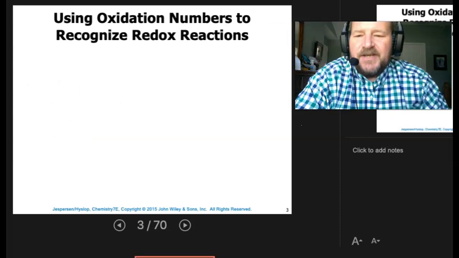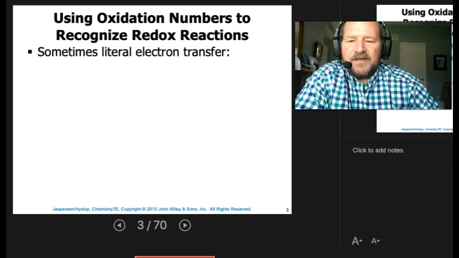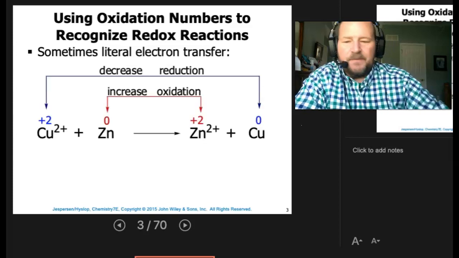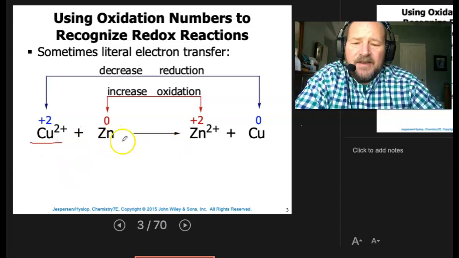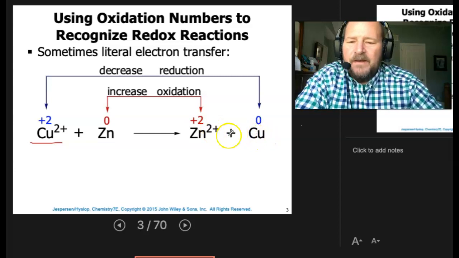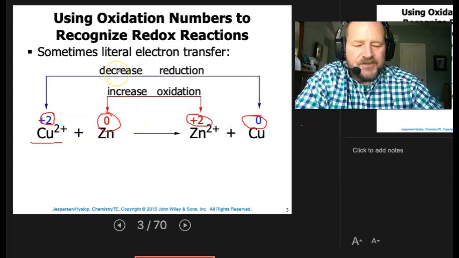So using the oxidation numbers to recognize redox reactions, sometimes there is a literal electron transfer. In other words, if we take a Cu2+, we add zinc, and then of course the zinc becomes a Zn2+, and we form copper metal, then what we're actually going to see is a decrease in the oxidation number, right? So we went from +2 to 0. That's my reduction. And then we also went from 0 to +2, and that's going to be our oxidation.